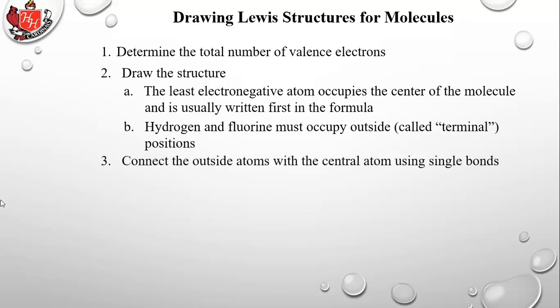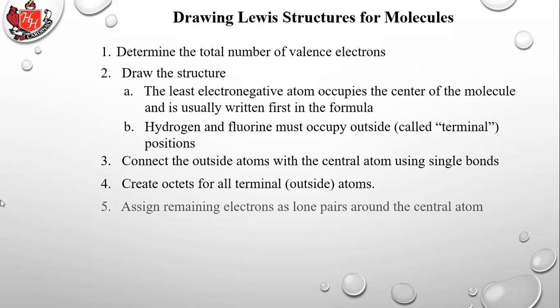3, connect the outside atoms with the central atom using single bonds. 4, create octets for all terminal outside atoms. 5, assign remaining electrons as lone pairs around the central atom. And 6, form multiple bonds with the central atom if necessary. So we'll go through these one by one as we create three structures here in this lesson.